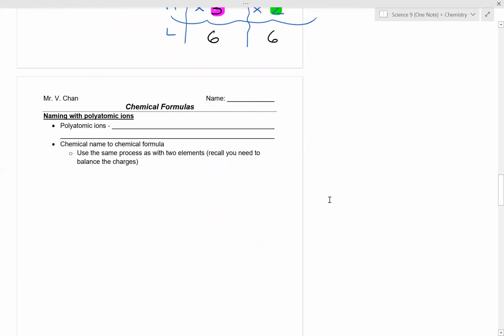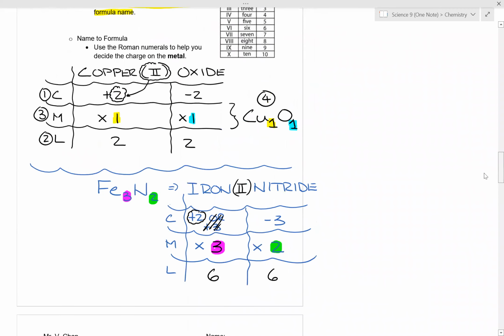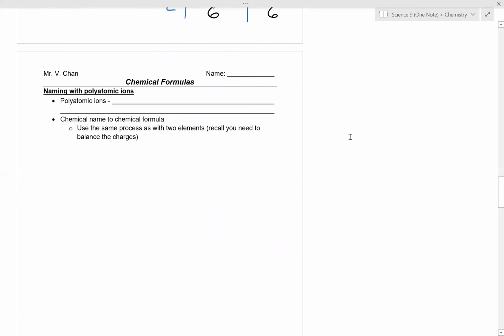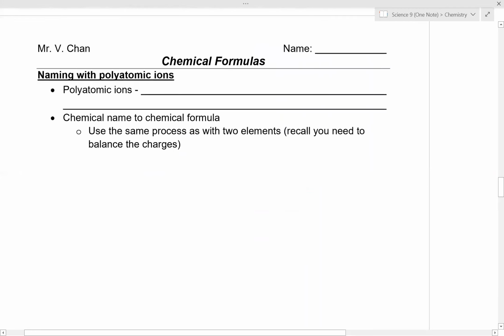Today I wanted to finish off with polyatomics and covalent naming. Even though we're adding on, you will notice that we follow the same basic principles of finding the charge, finding the lowest common multiple, finding the multipliers, and then writing the chemical formula using the numbers in the multiplier. So today I wanted to talk about naming with polyatomic ions.